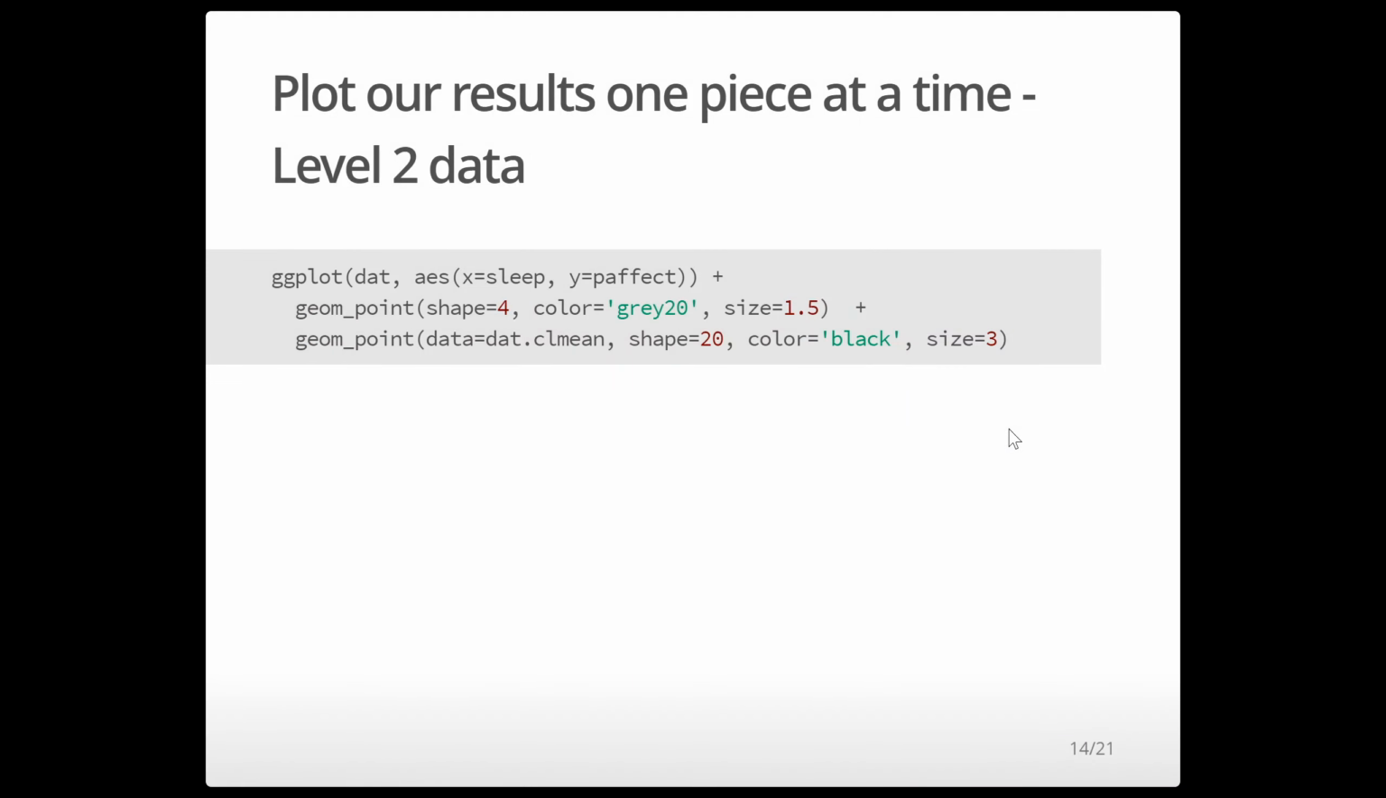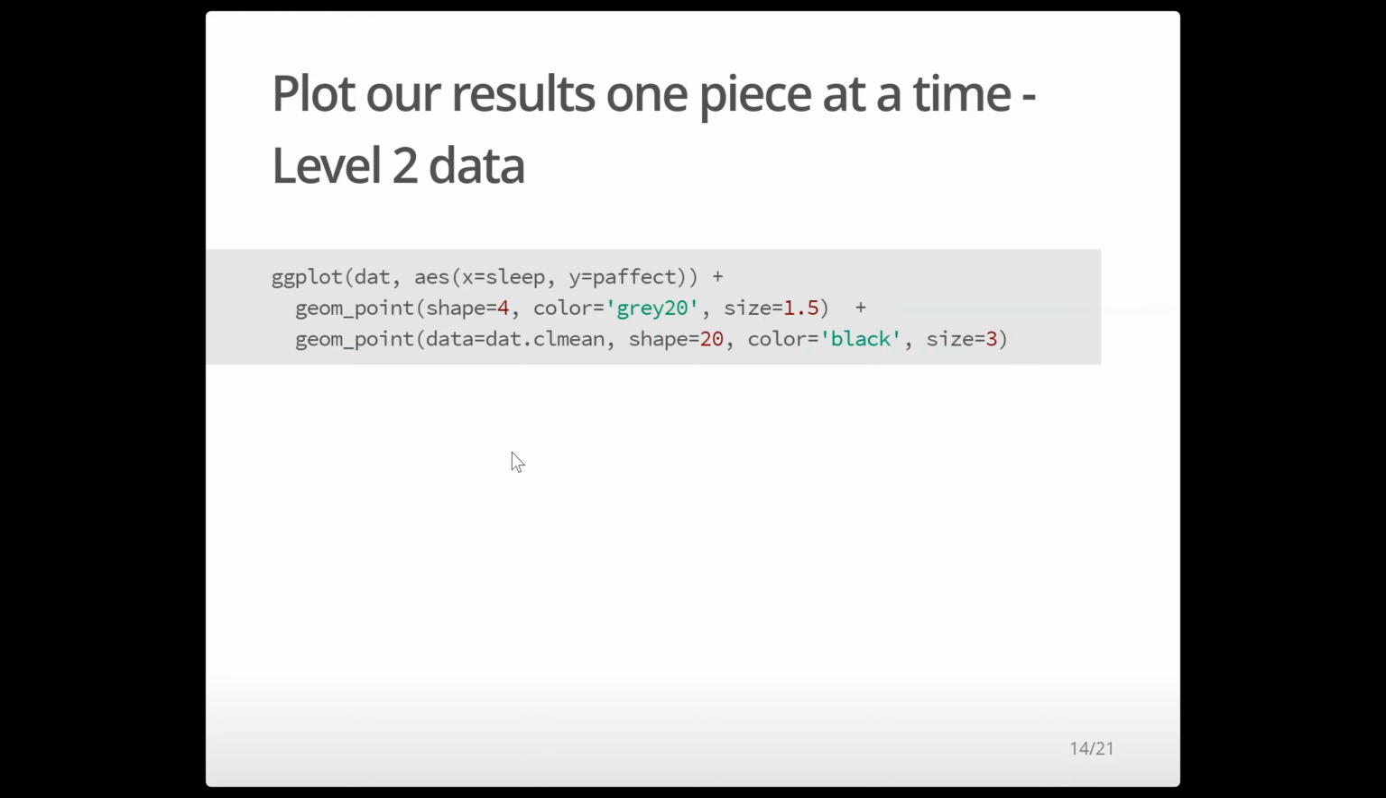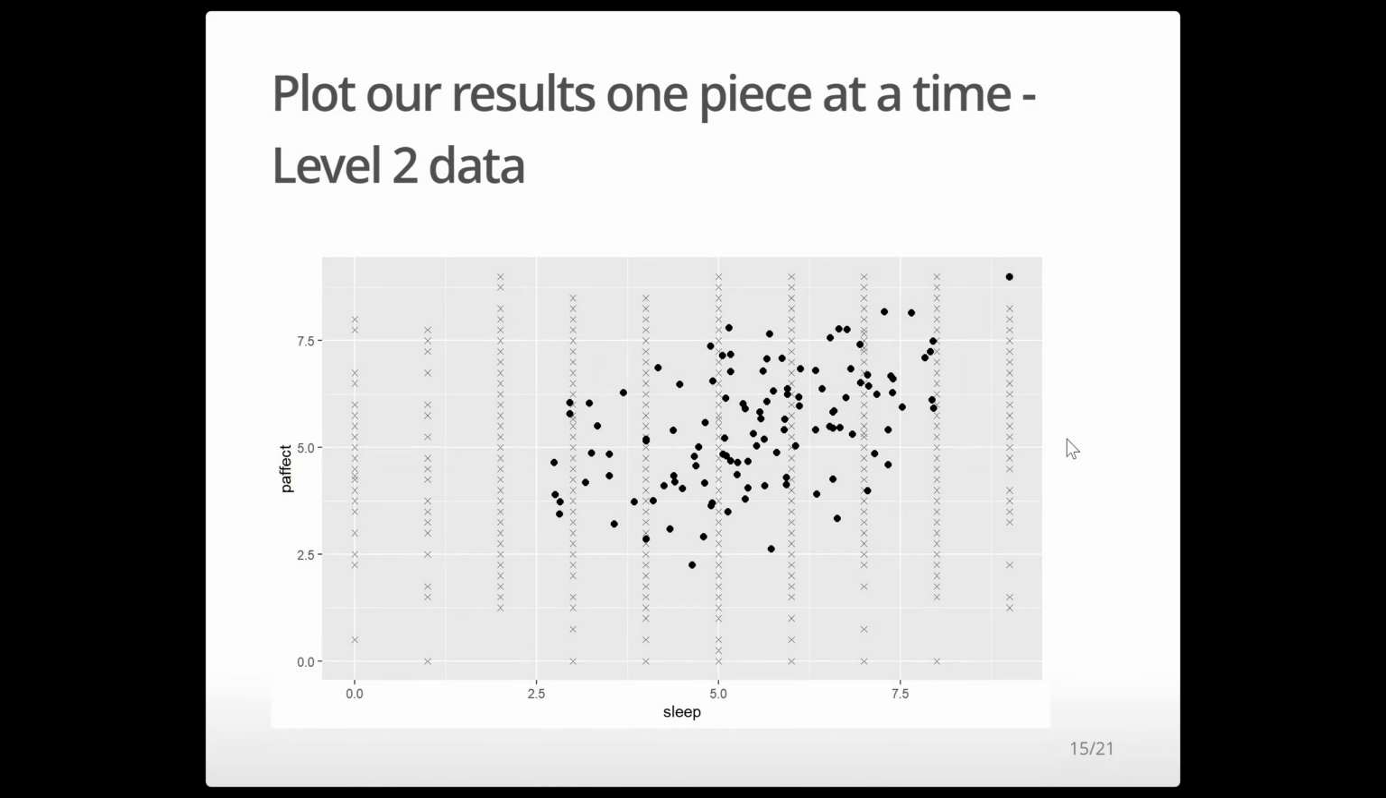So then the next thing I'm going to do is add on top of that the cluster means for sleep and P affect. And I'm going to give these points a slightly different shape and color. So I'm going to say these get this shape that's 20, this color that's black. So this is just saying I want something a little bit different so I can differentiate them. And so we see now these pop up as these diamond shapes. And we can already see the pattern's quite different than it is in our X's, which are the level 1 observations.